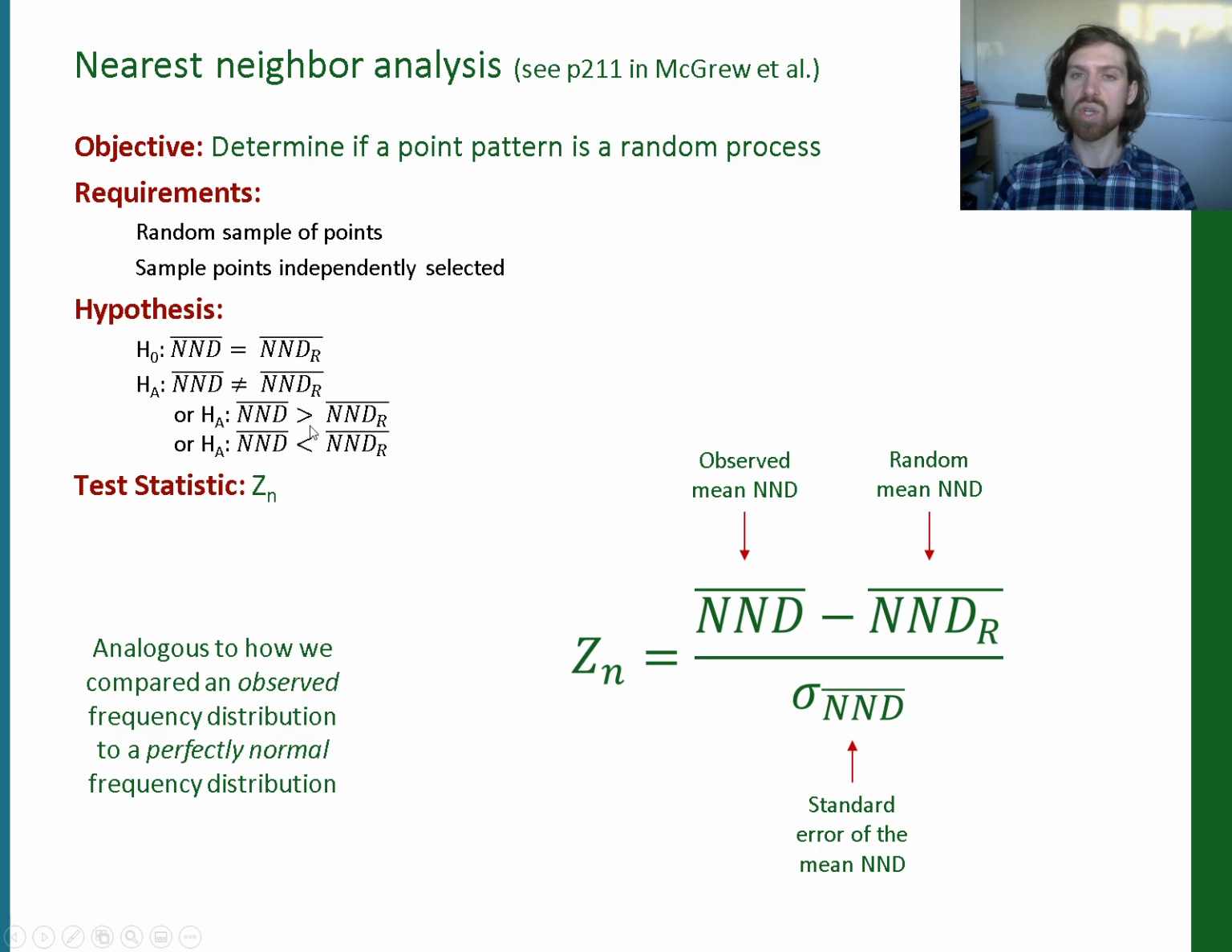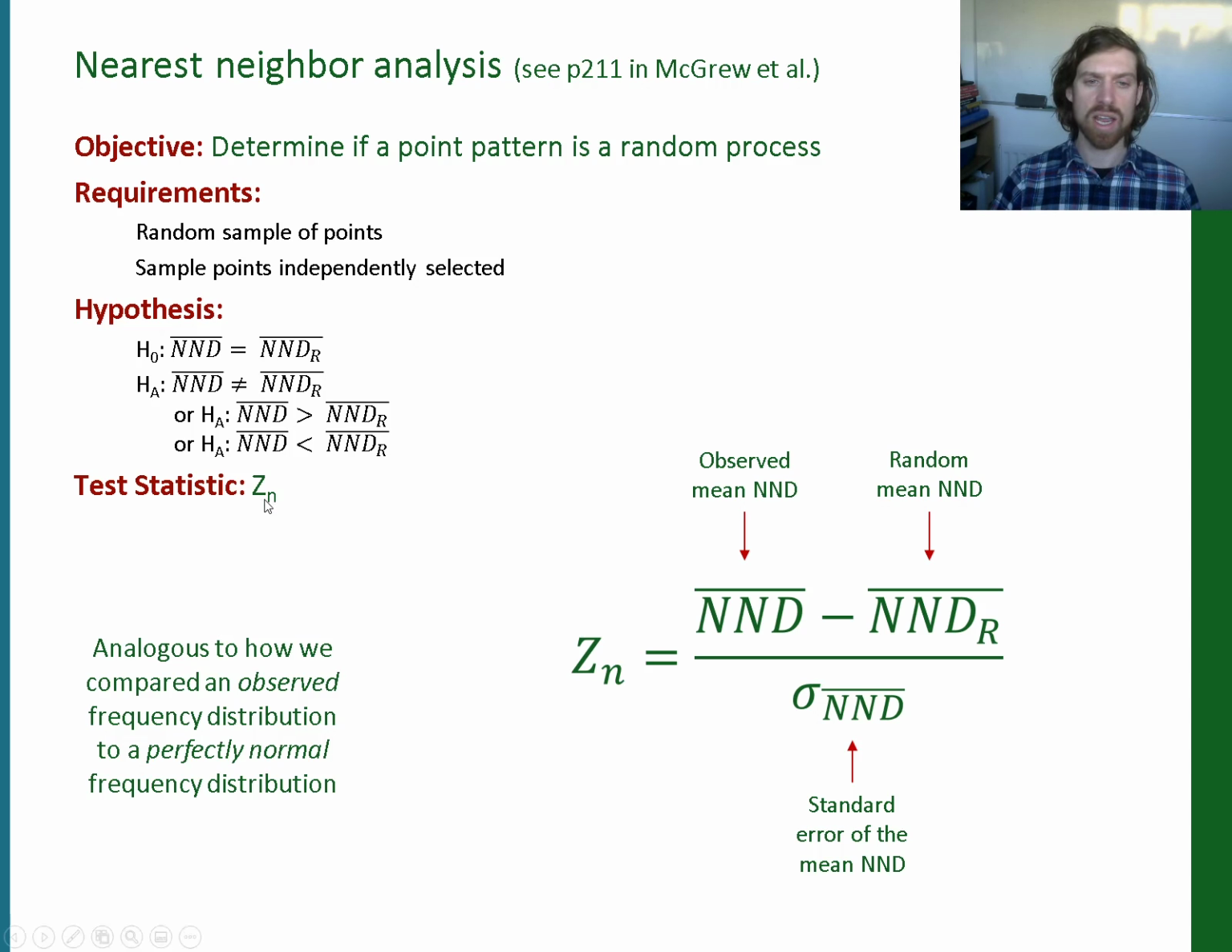Or you could state a one-tailed hypothesis. So maybe you think that this value here is larger than the value which occurs at random, or maybe you think that the value that you've observed is going to be smaller than the value that you see occurring at random. Okay, so I hope that that's fairly clear. We've been over hypotheses many times before, so that should be clear to you now.